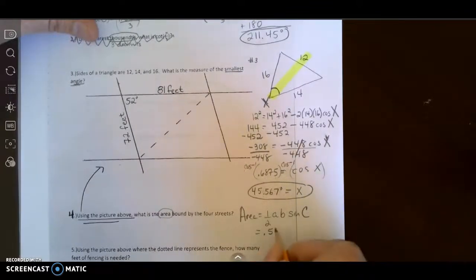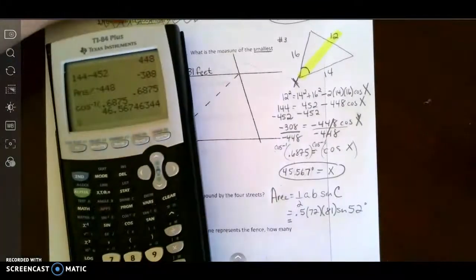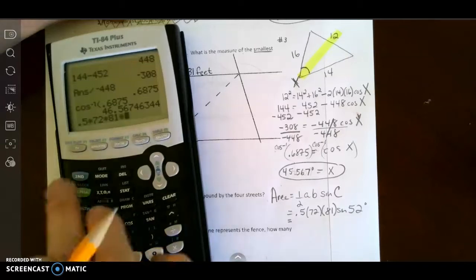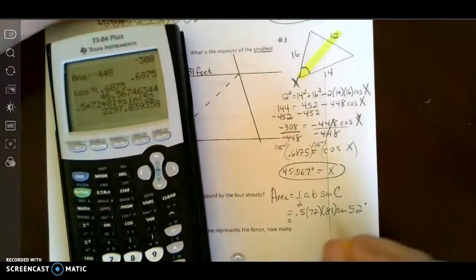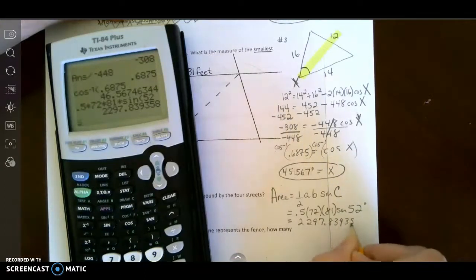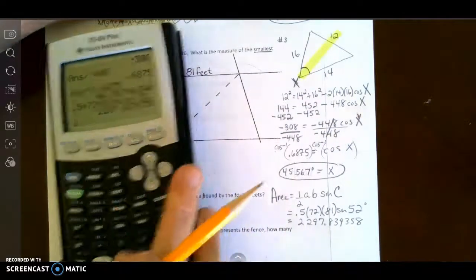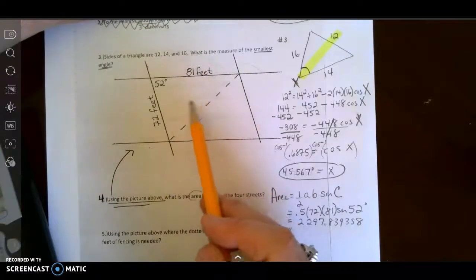So 0.5 times the 72 times the 81 times the sine of 52 degrees. And what do I get when I do that? 0.5 times 72 times 81 times sine of 52. And I get 2,297.839,358. And that is the area, though, of only this triangle.